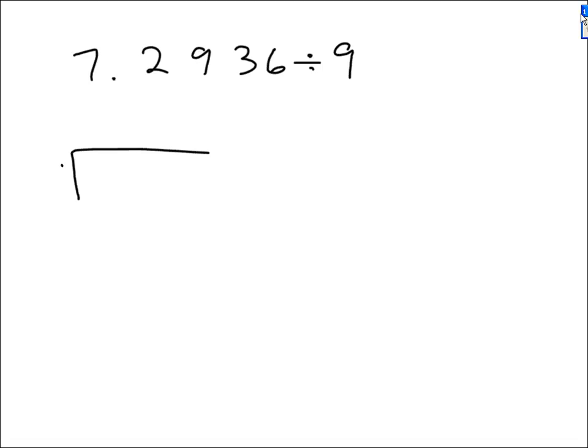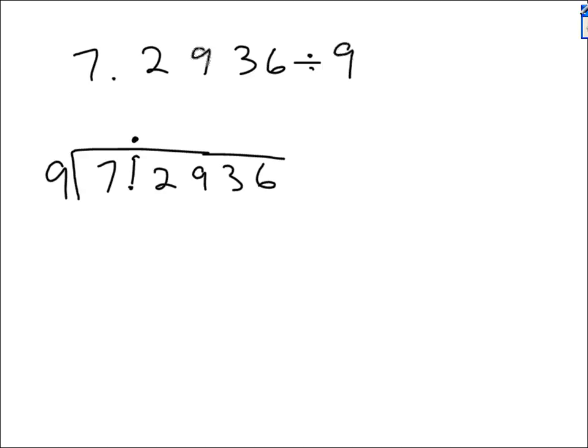Division of decimal numbers. Say I wanted to divide 7.2936 by 9. That is, we want to do 9 into 7.2936. Well, we put the decimal right here, and now we ignore it.